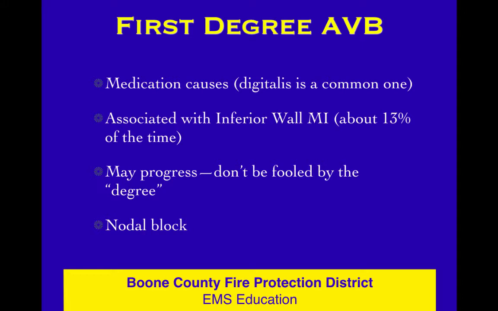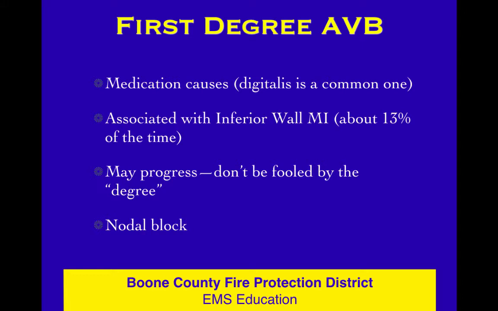You could also have some AV nodal problems. And so again, it may progress. Don't be fooled by the degree. The severity and the degree really have very little to do with each other. And this is a nodal block. Why do we care? Because if we're going to deal with the block and fix it, we need to know if it is happening in the node or below the node. The parasympathetic nervous system innervates the node, but not things below the node. So nodal blocks can be attacked by dealing with the parasympathetic system, taking off the brakes.